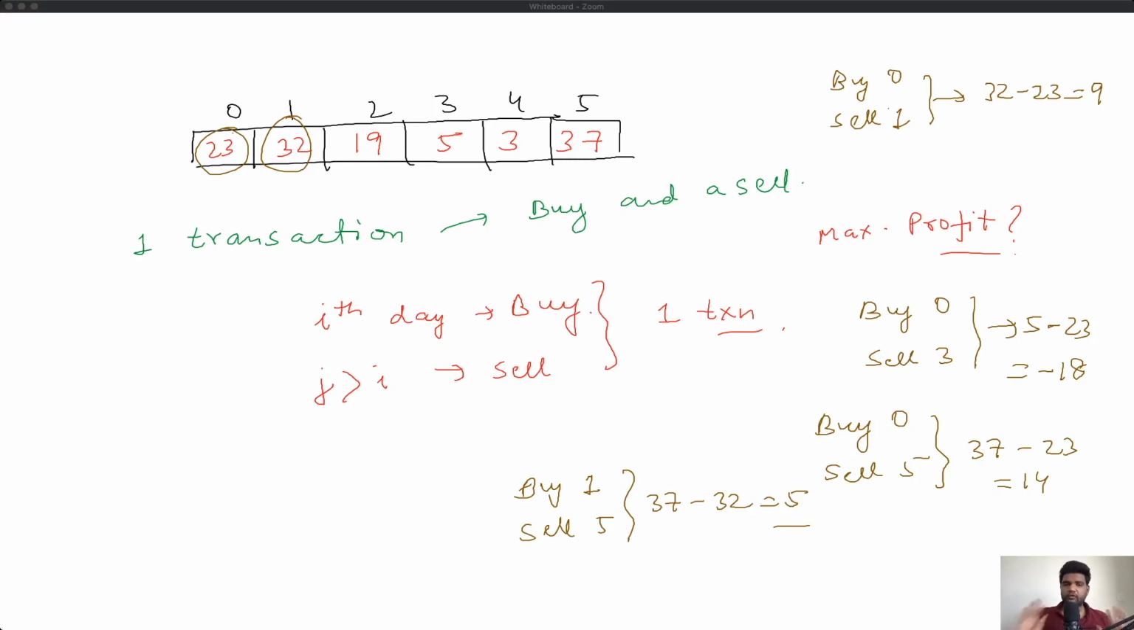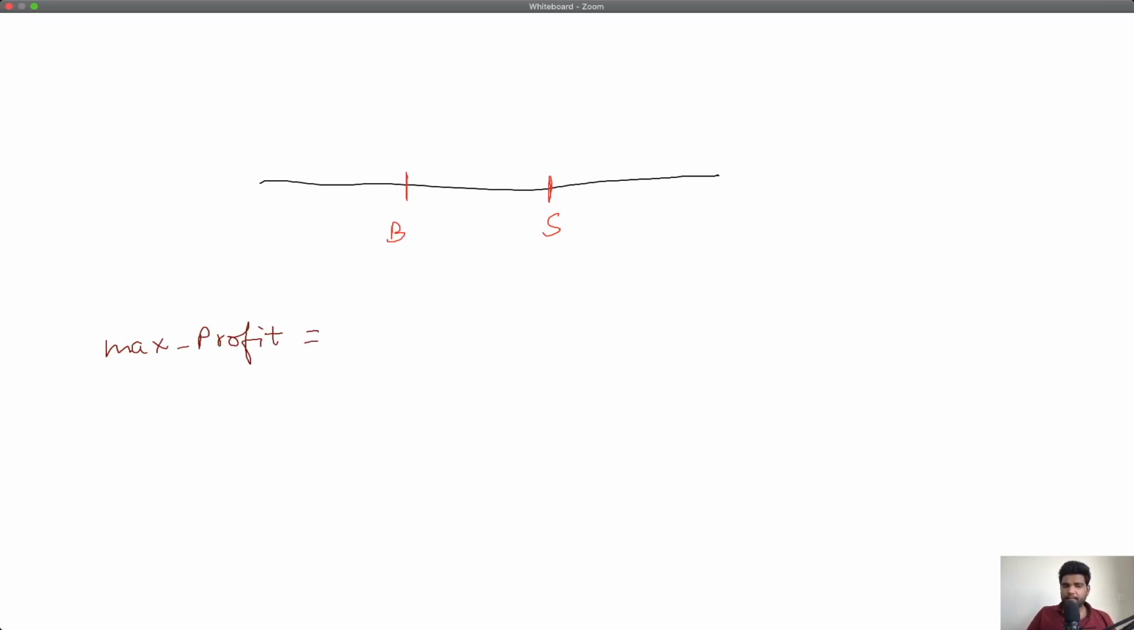So let's try to think about this question. What will you eventually do? So let's say this is your stock price on days, and let's say the answer that you have, which gives you the maximum profit, is this. Let's say you buy on this day and you sell on this particular day, right? So can I say that the maximum profit that I can make is nothing but the max of some quantities, which I will write.